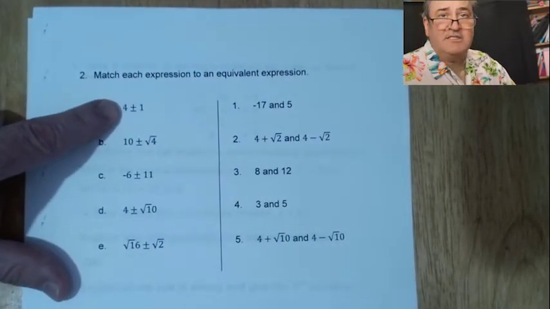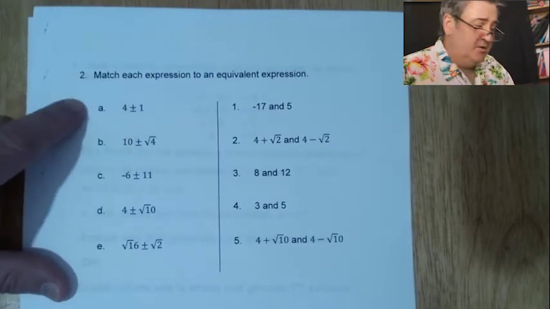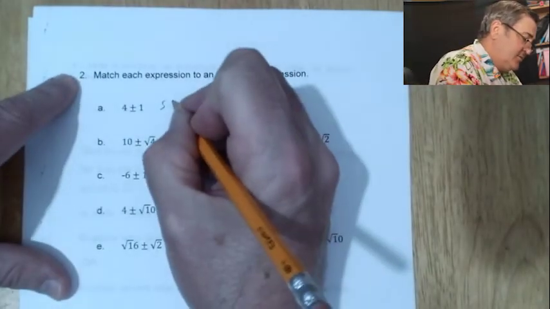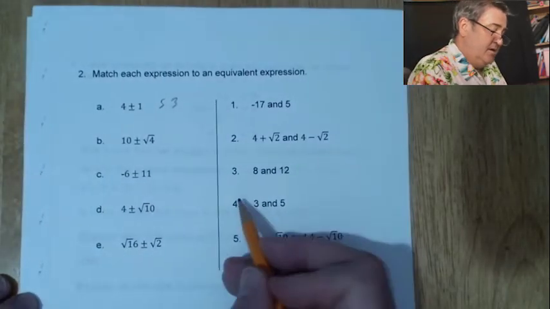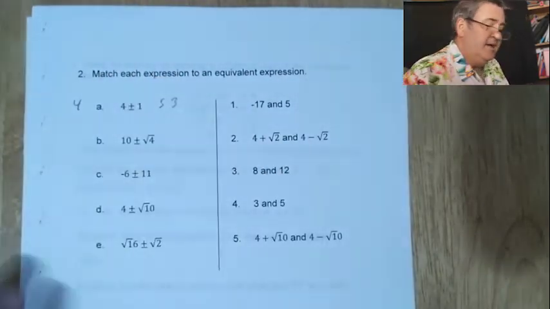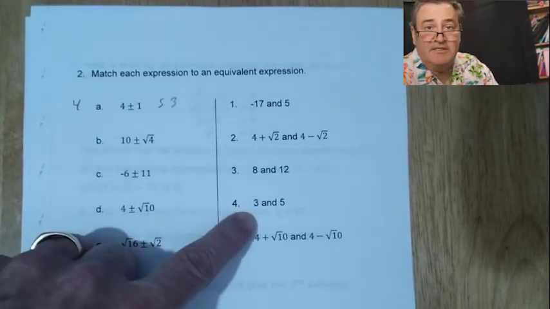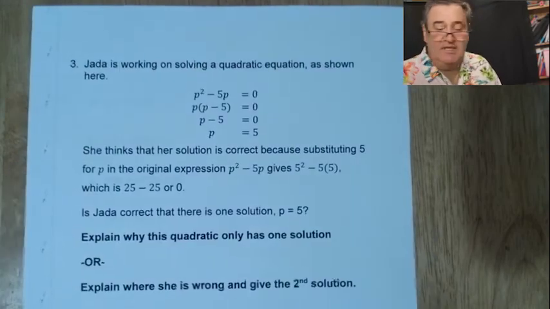4 plus or minus 1. Well, if it's 4 plus 1, what's 4 plus 1? That's 5. 4 minus 1? That's 3. So which one of those does it have to be? Oh, look. A goes with 4, because 4 plus or minus 1 is the same thing as 3 and 5. Okay? Matching. That shouldn't be too bad.